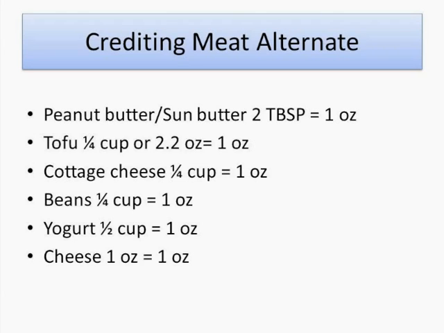Last is crediting meat alternates. Here are some examples of how common meat alternates credit toward the meat alternate components. You can find crediting information for meat alternates in the meat alternate section of the food buying guide.